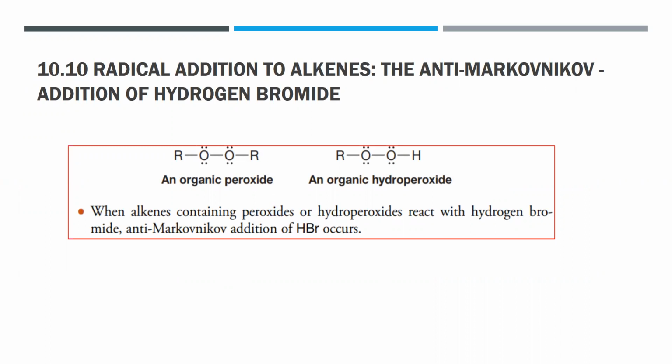Okay, so whenever there is the presence of an organic peroxide, you have your ROOR, or organic hydrogen peroxide, you have your OO, two oxygens bonded together, that is your peroxide. When alkenes containing peroxides or hydroperoxides react with hydrogen bromide, there is an anti-Markovnikov addition of the HBr, or your hydrogen halides.